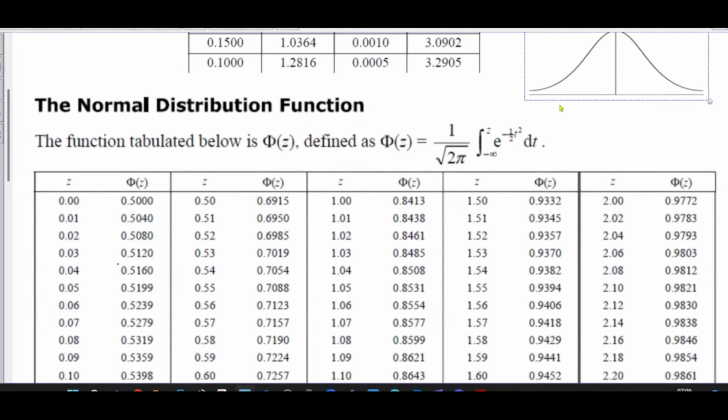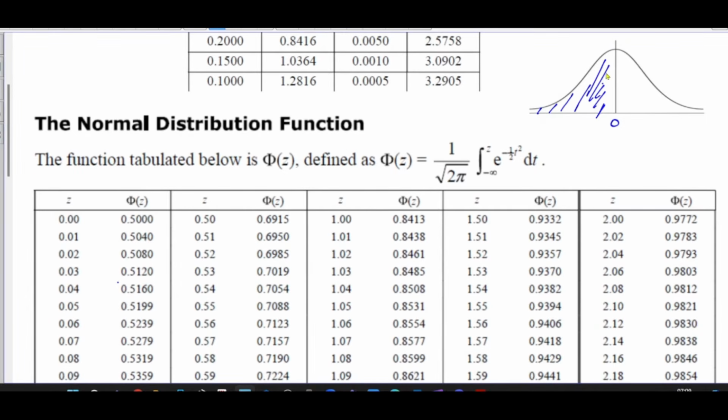And the big table, basically, this is the Z value, which is along this axis. And this is the area to the left of that Z value under the curve. That's what phi Z means. For example, when Z is 0, we're right in the middle here. And this 0.5 means it's the area to the left of it, which is 0.5, meaning half of the whole area. The whole area is always going to be 1.